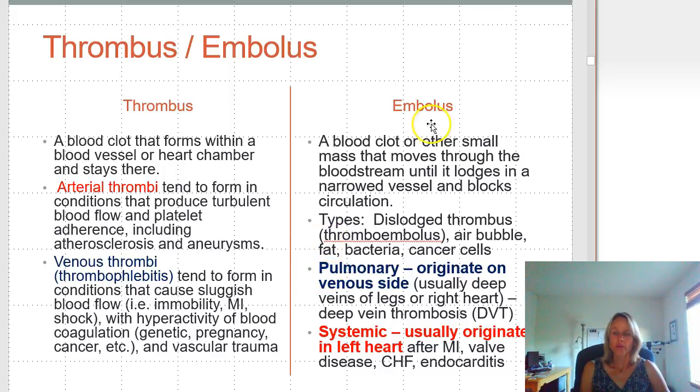Anyway, a pulmonary embolus is going to originate on the venous side, and most of these originate in the deep veins of the legs or within the right heart. So the ones in the deep veins of the leg, those are called deep vein thrombosis.